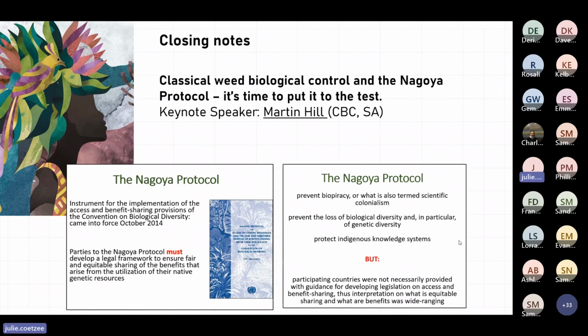And so the Nagoya Protocol was promulgated to prevent biopiracy or scientific colonialism, to prevent the loss of biological diversity, and in particular genetic diversity, and in particular protect indigenous knowledge systems. But the problem is many participating countries were not provided with any guidance on how to go about this. And so what South Africa has done is gone to all the countries in Africa and engaged with them on what their understanding of access and benefit sharing is, in order to ensure that this biopiracy doesn't occur.